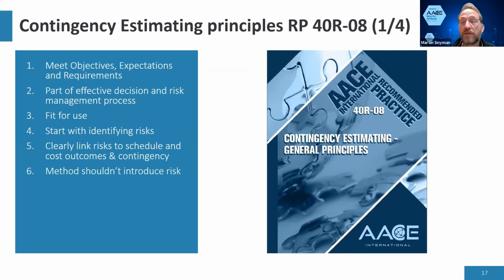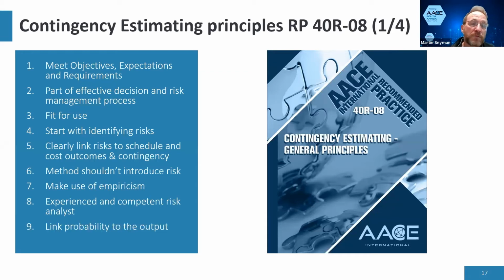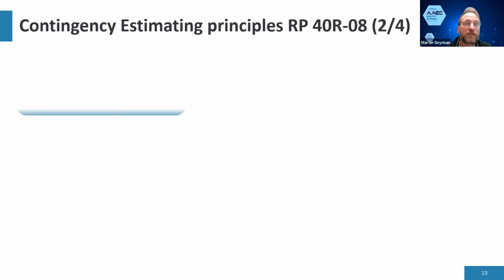You shouldn't introduce risks by the method that you use. Make use of empiricism, i.e. historical data. You must use an experienced and competent risk analyst. This is a huge issue. We'll get into it a bit later. And we must be able to link probability to the output. Good, so let's start on those first ones.